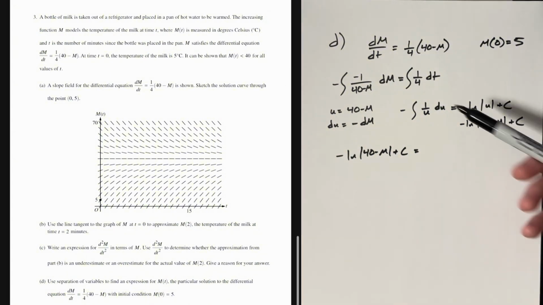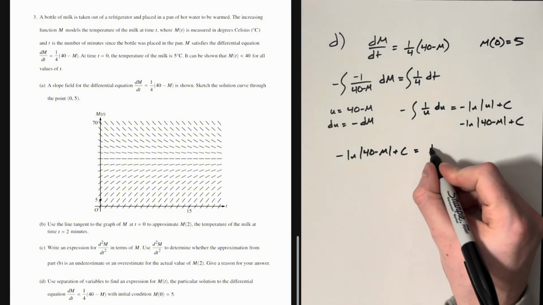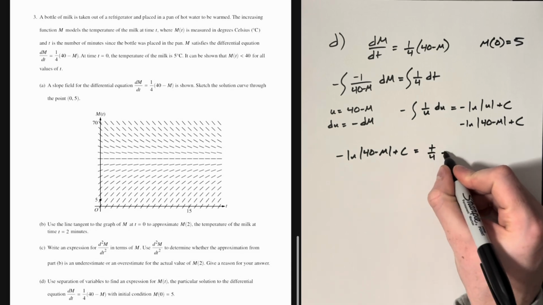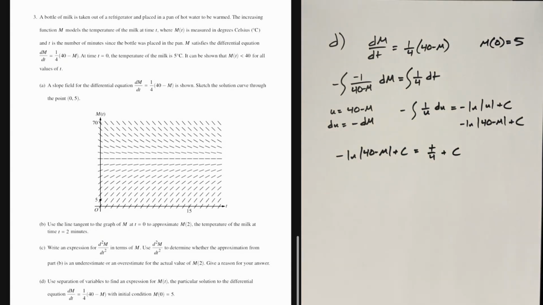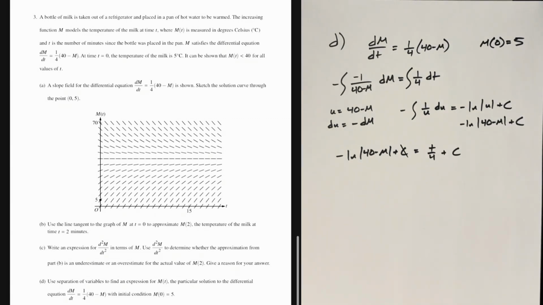My right side, much more simple. The integral of 1/4 with respect to t is just t over 4 plus c. Now these constants are not equal. They're just arbitrary constants. And the great thing is I could actually just only leave one constant on one side because they're just representing a number. We don't know what it is, so I'll just only have it on this side.